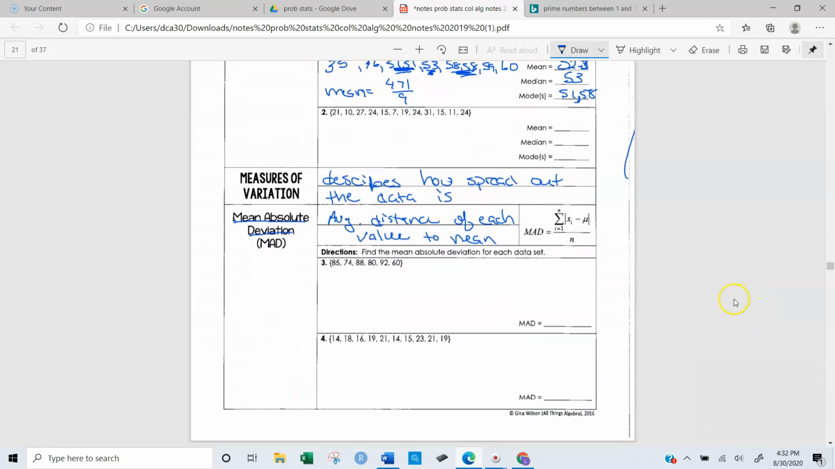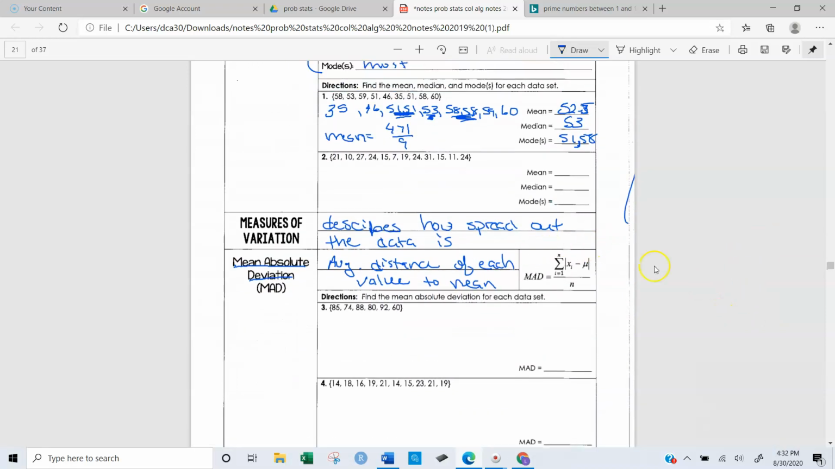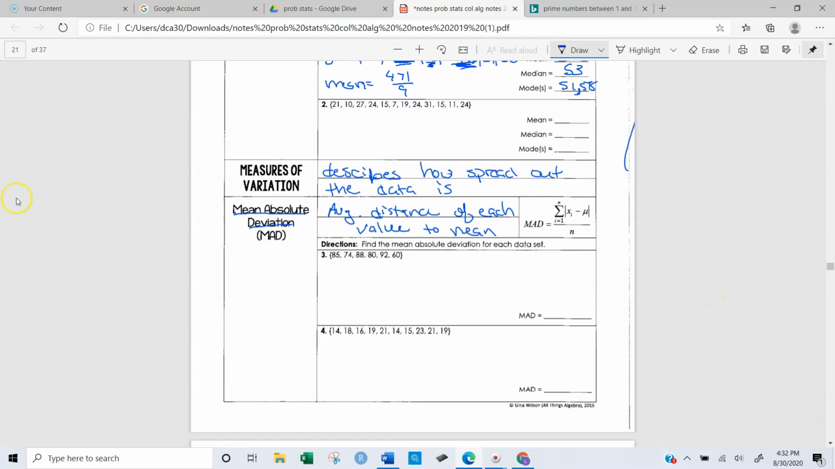Okay, now we're going to go to measure of variation, and there's 2 different kinds of deviations we're going to find. We're going to do a mean absolute deviation and then a standard deviation later. The mean absolute deviation is used sometimes. It's not as accurate, so it's not used as often, but it's faster. So measure of variation describes how spread out your data is. Are they close together and really good, tight data? Are they really spread out and all over the board?